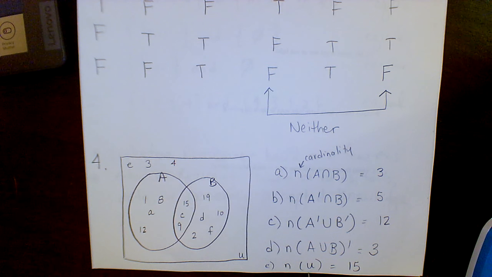And this is asking for the number of things total in the universe. So that's anything inside of this entire rectangle, including inside the circles. A lot of people mistakenly think that the universe is just this outer part, and that's not true. The universe is everything inside here, including what's inside the circles. So there's 1, 2, 3, 4, 5, 6, 7, 8, 9, 10, 11, 12, 13, 14, 15 things.